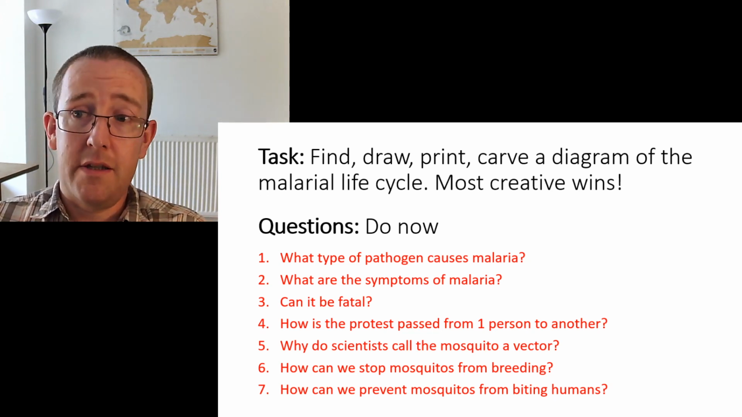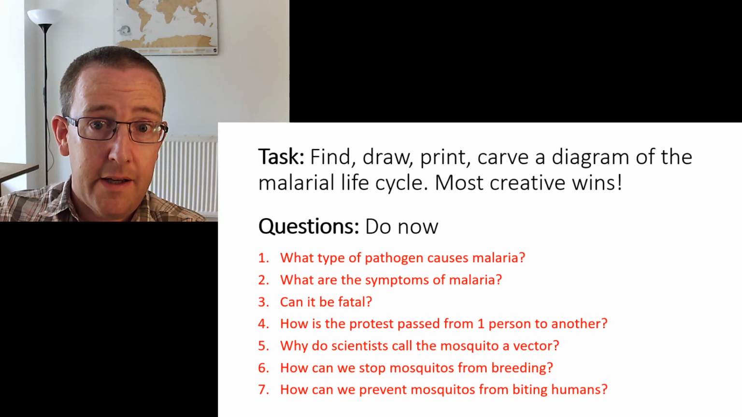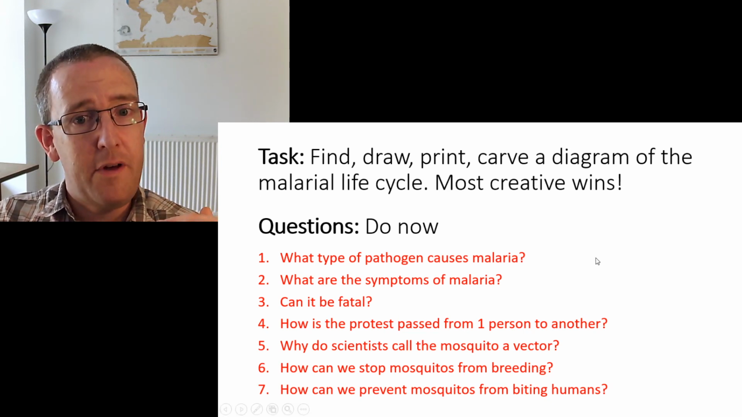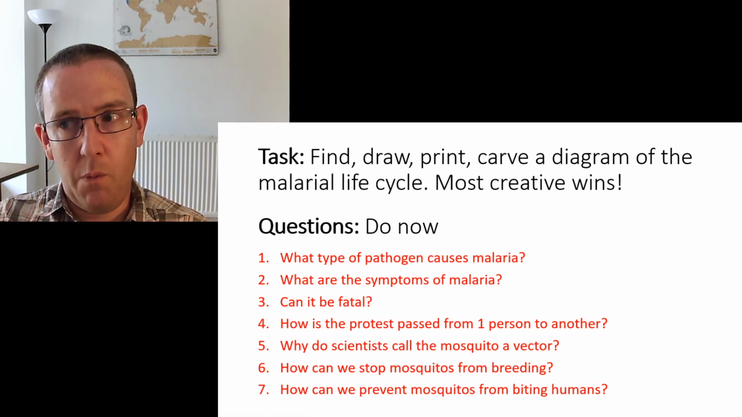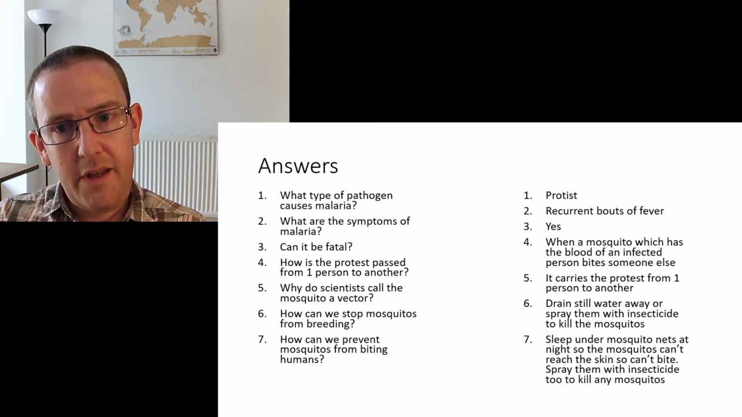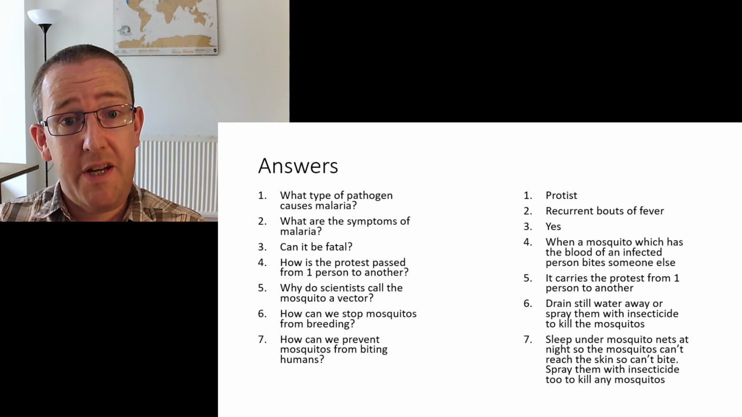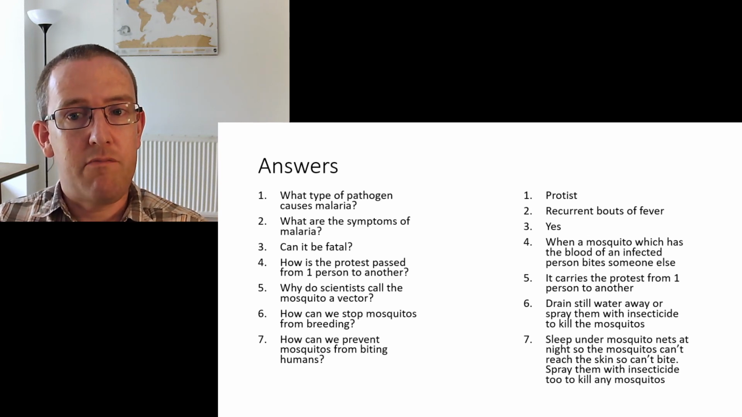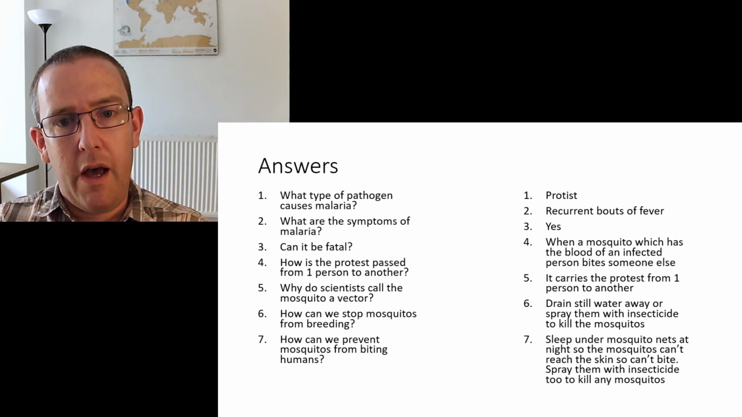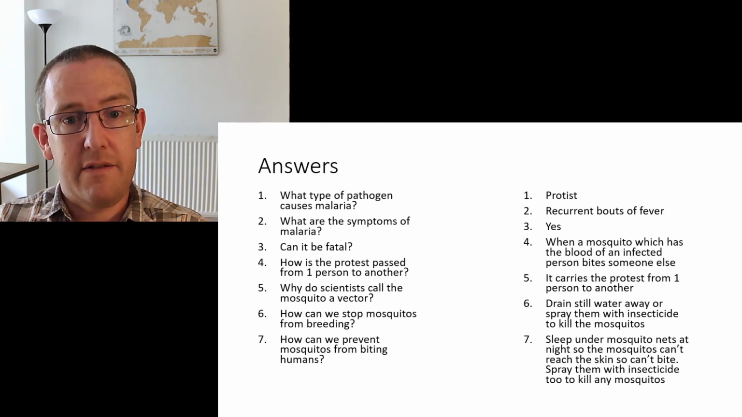Okay, I hope it is some significant amount of time later, and that you've done something wonderfully creative and answered those questions in your books. So here's our answers. The type of pathogen that causes malaria is a protist. The malaria symptoms: recurrent bouts of fever. Can it be fatal? Yes, it can.